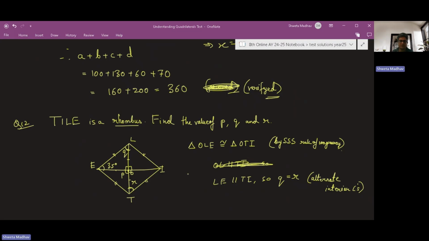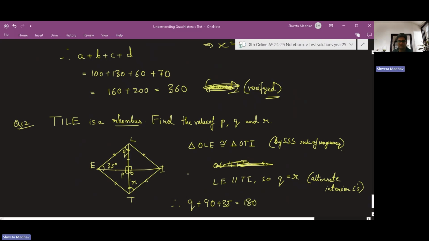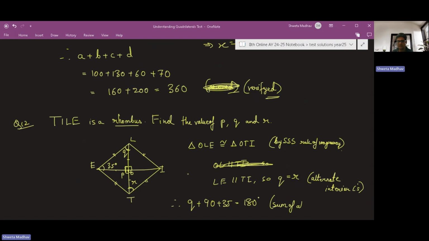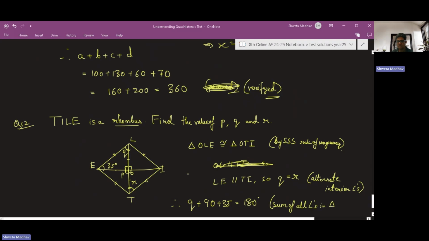So now, as you can see, we can use a property of a triangle. Therefore, Q plus 90 plus 35 will be equal to 180, since the sum of the three angles in triangle OLE is 180 degrees.